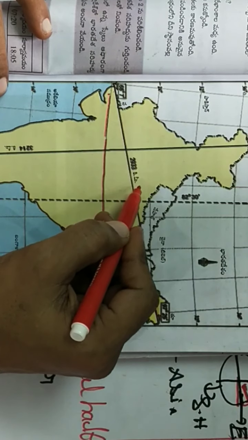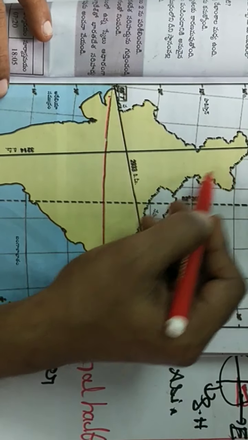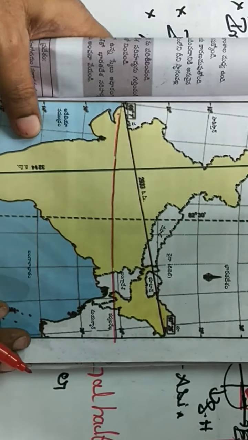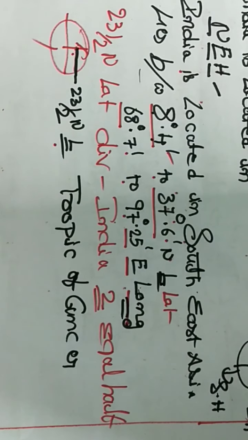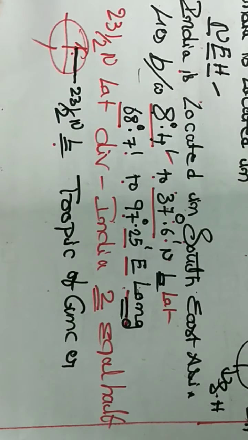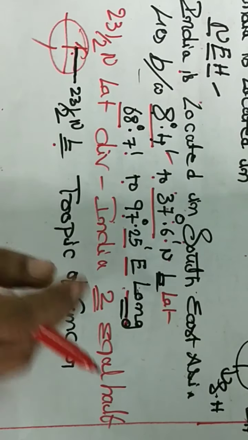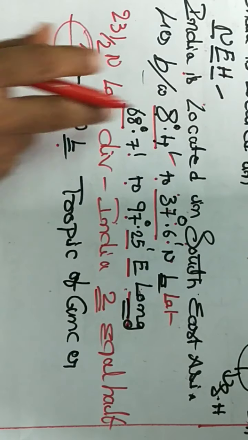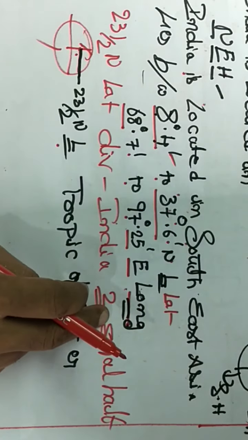Above the dotted line, the north part is called North India. The southern part of the line is called South India. Okay, right. And the next important question, this is the answer for the question. The main component of this answer is we should remember the latitudes and the longitudes.